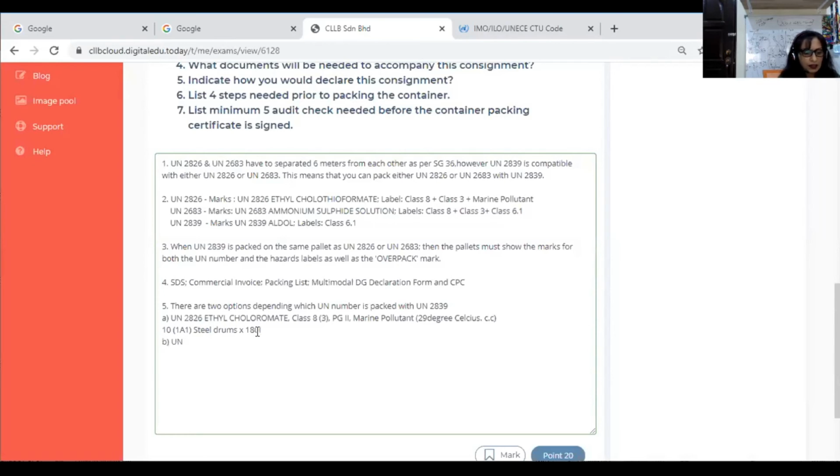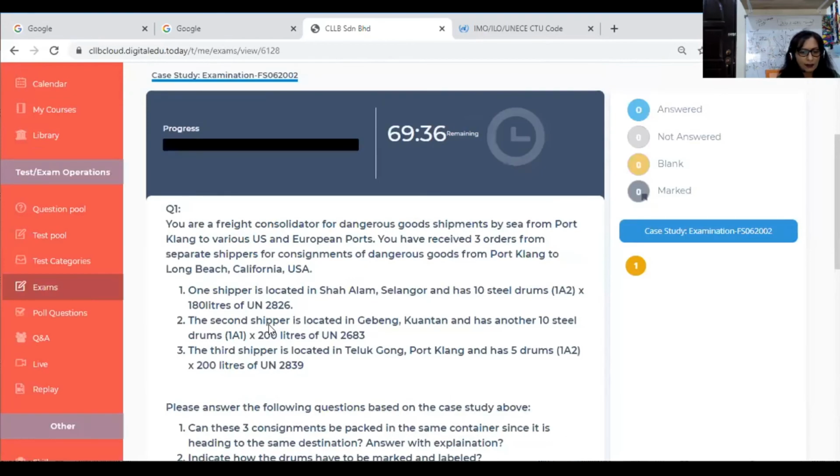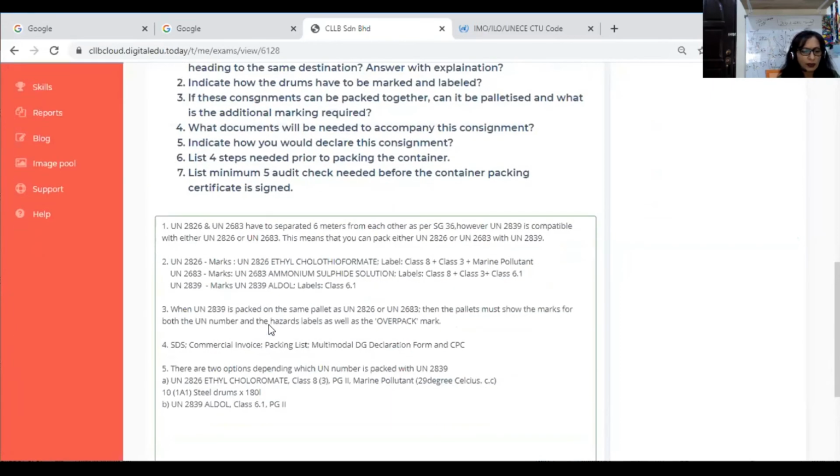And then you repeat the same thing, UN 2839 L-dol for the next corresponding substance 6.1. Is there any PG for the 6.1? It's a PG2 also, right? PG2. Yes. And it's not a marine pollutant or anything. So underneath it we indicate 3 steel drums. 5 drums. 5-1A.